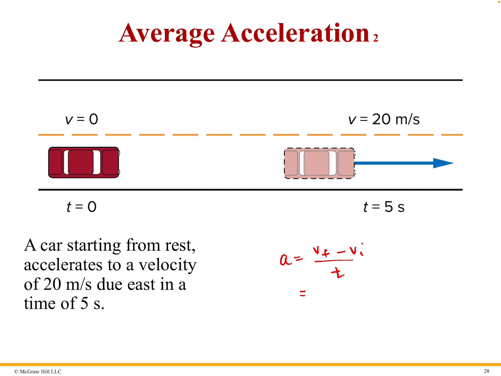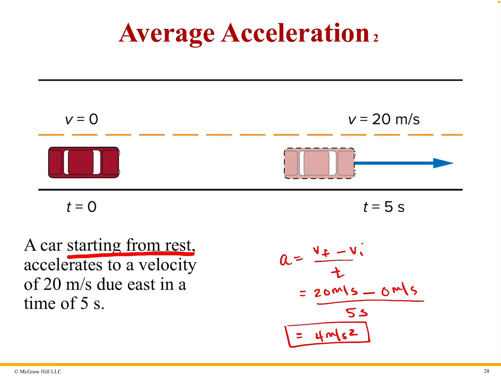So now we can just plug it in. Well, what was our final velocity? It went to 20 meters per second. Our initial velocity, it said it started from rest, so that's just 0. And it did it in 5 seconds. So now on your calculator, just do 20 divided by 5, and you end up with 4 meters per second squared. That's it.